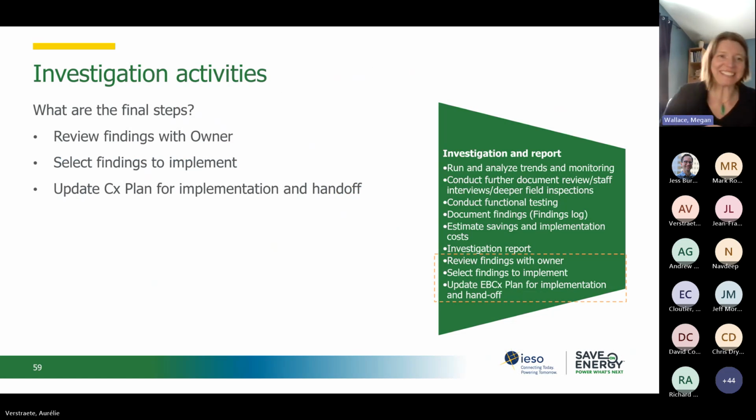Okay, this is what I was jumping ahead to. This is the end of the investigation phase. So the very final steps would be to review the findings with the owner, and the EBCx provider would review these with the owner, and the owner would then select measures for implementation, often with the assistance of the EBCx provider. And then the commissioning plan is updated for implementation and handoff.